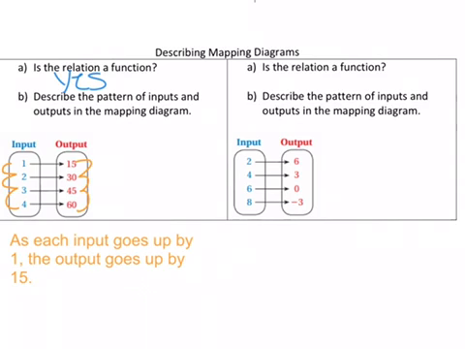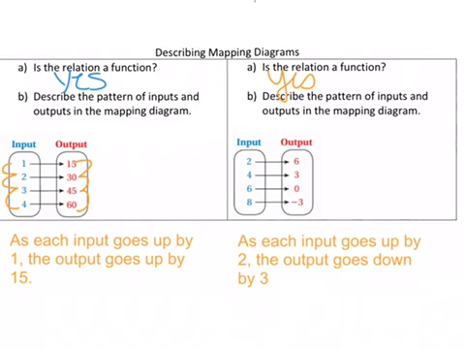So I want you guys to do that to the next example and check back to see if your answers are correct. All right, so you should have gotten that yes, this is a function, and that as each input goes up by 2, the output goes down by 3.